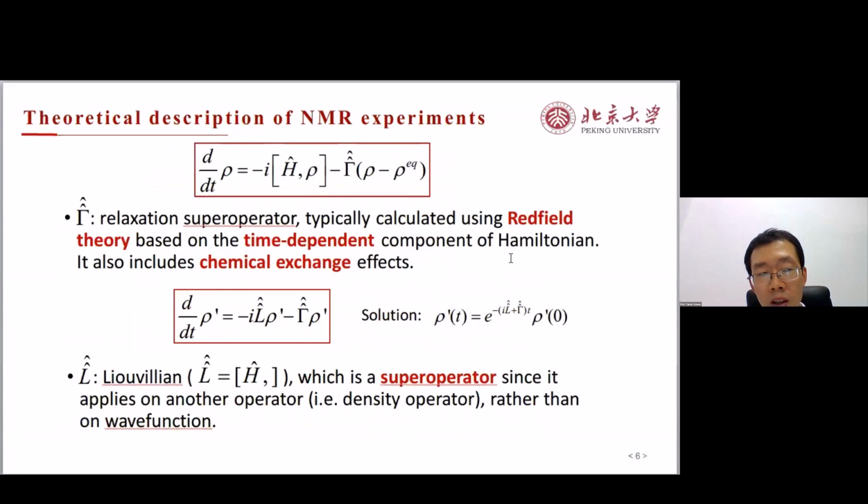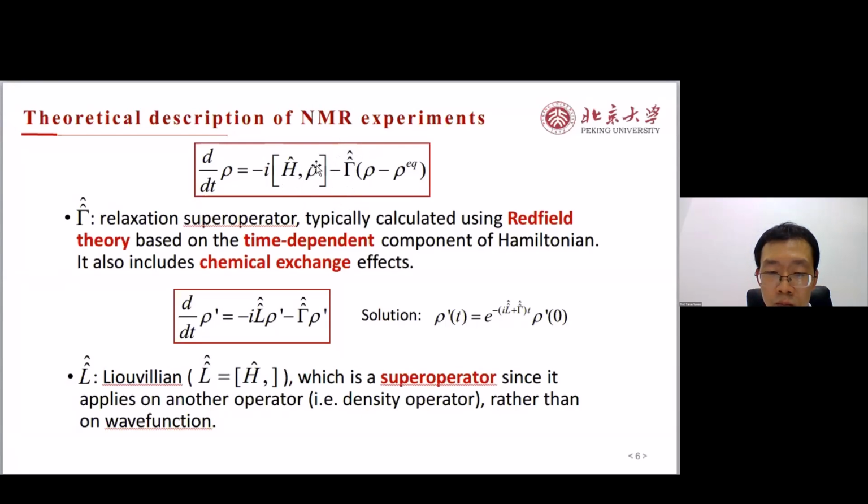If in some cases we need to take the relaxation effect into account, then the Liouville-von Neumann equation should be modified like this. In this equation, we still have the first part, which is the commutator between the Hamiltonian and the density matrix, and we have introduced an additional part, which is called the relaxation operator. This superoperator defines the relaxation effect of the system. It can be calculated based on Redfield theory, based on the time-dependent component of the Hamiltonian. If the system has conformational or chemical exchange effects, those effects can also be included in this relaxation superoperator.